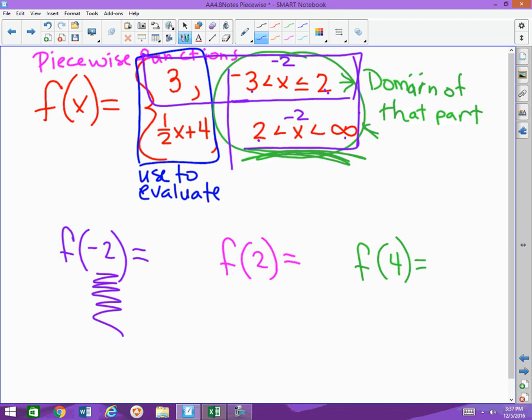And so now we have to evaluate 3. Substitute a negative 2 in for x. Well, there's nothing to substitute in for. So this answer is just 3.